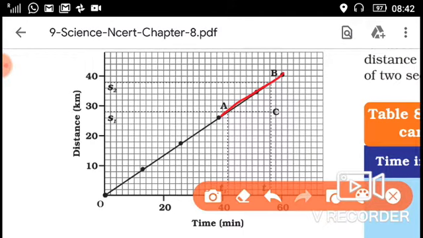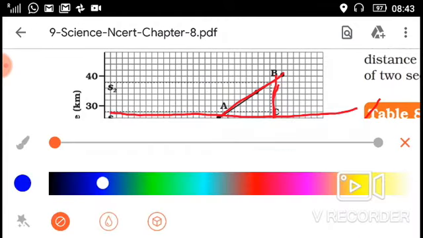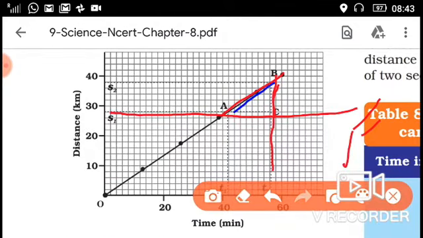Then we have to first draw a horizontal line like this, and this line is parallel to x-axis. One line we draw from B, this is parallel to y-axis. Now we are getting a triangle. With the help of this triangle we can find the speed.